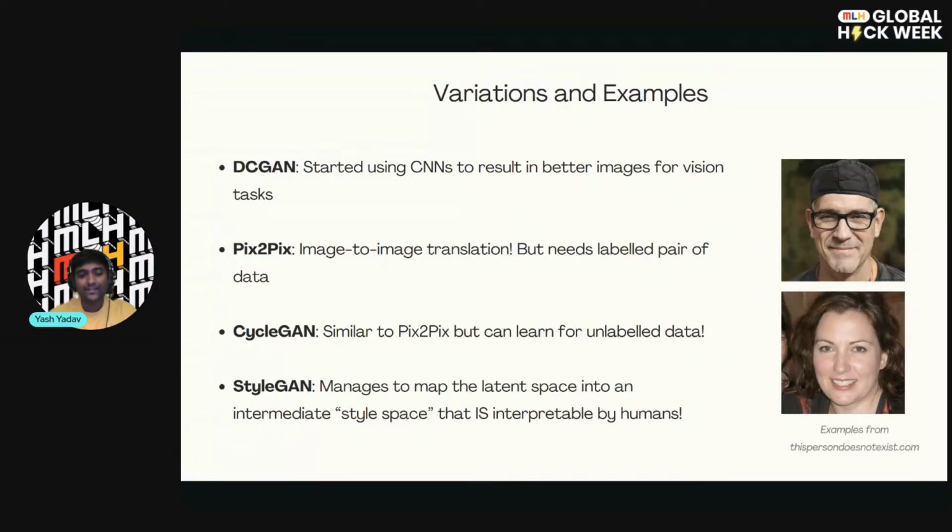It needed labeled pair data, but if you gave it a sketch of a shoe, it was able to generate a complete picture of the shoe. Then there's CycleGAN, which is very similar to Pix2Pix, but it can learn from unlabeled data. So it's very cool in that way. And then there's StyleGAN. StyleGAN is probably one of the most popular and famous GAN implementations. What this does is it uses a mapping network. We talked about the latent space, right? So it essentially maps the latent space into a styled space.